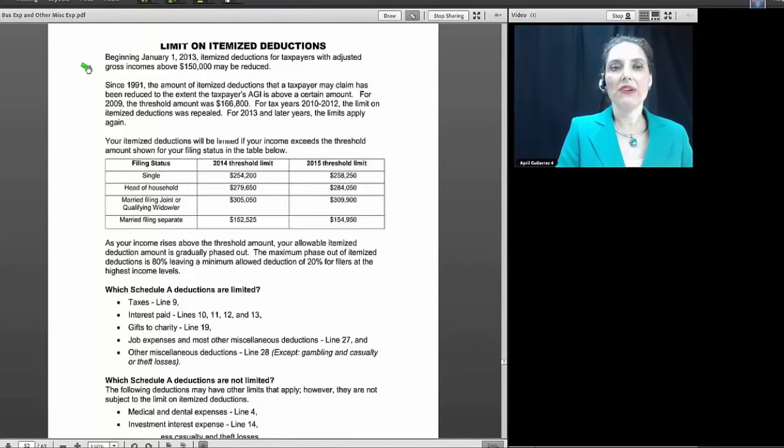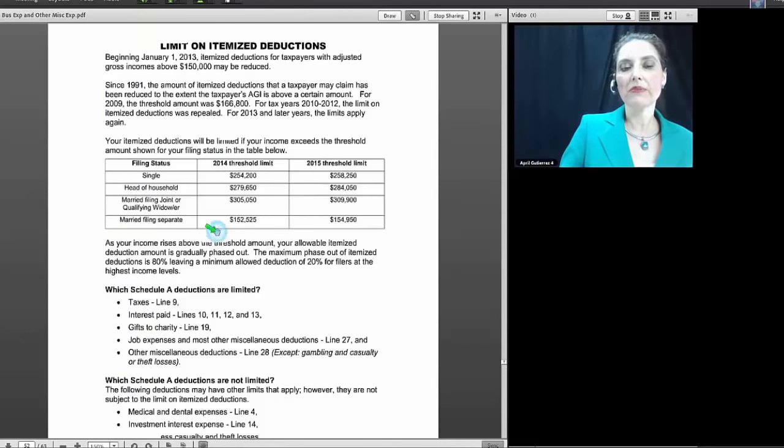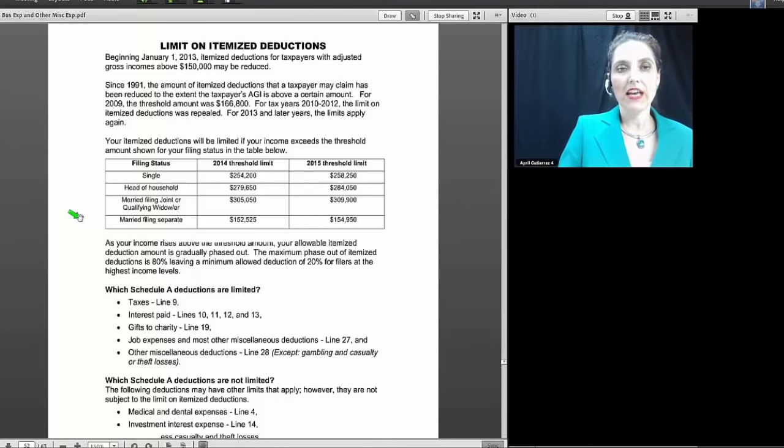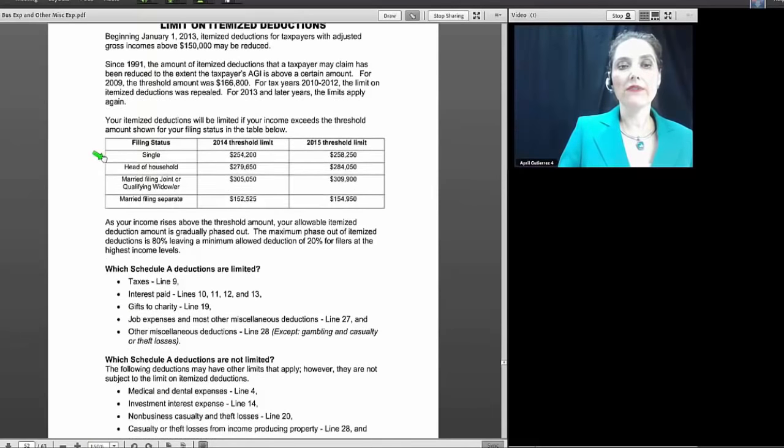Beginning in January of 2013, itemized deductions for taxpayers with adjusted gross incomes above $150,000 may be reduced. This $150,000 figure is pegged for inflation, and so for 2014, the number that we start at is actually $152,000, and for 2015 it will rise to $154,000. But in 2013 it was $150,000 that we started at. If your income exceeded that number and you were married filing separate, then a phase out of your itemized deductions begins. Now, if your filing status is any status other than married filing separate, then higher phase-out thresholds apply.